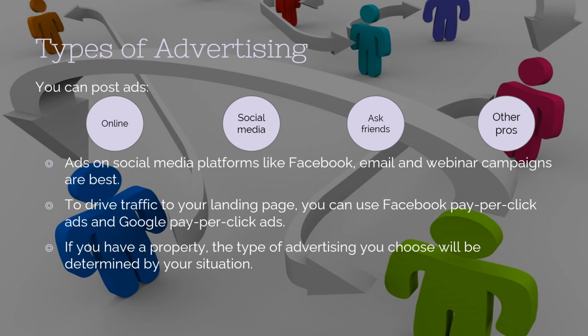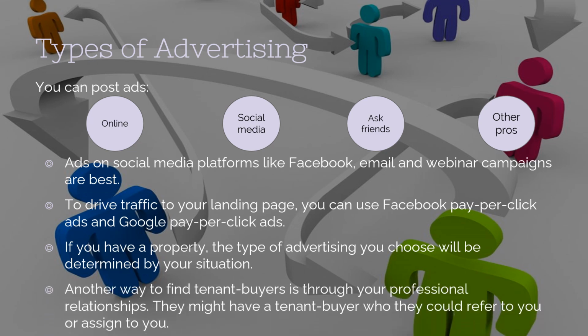Another way to find the tenant buyer is through professional relationships. You should already have a relationship with mortgage brokers. If you don't, start looking for one. When a client wants to refinance, the first thing they do is go to the bank. If they feel their score is not good enough, they go to a mortgage broker. And if the mortgage broker cannot qualify them, he has nowhere to send them. You can be an excellent source for them.